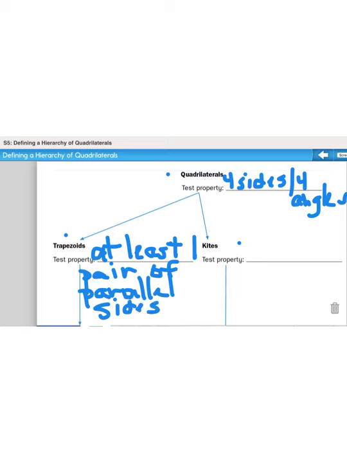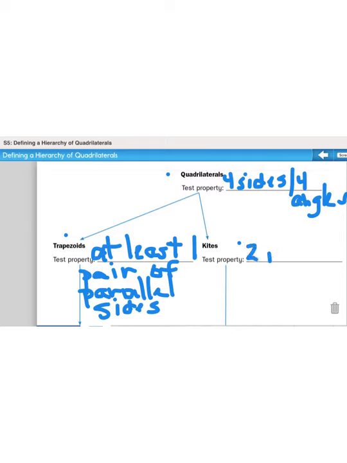Now, we're going to do the same process for kites. Are all of the quadrilaterals on your cards kites? No. Some, but not all quadrilaterals are kites. So look up the A quadrilateral again. Is this quadrilateral a kite? Yes. How do you know? It has two pairs of adjacent sides that are the same length. So what property can you use to test whether a quadrilateral is a kite? It has to have two pairs of equal length adjacent sides. So what should we write on the test property line for kites?